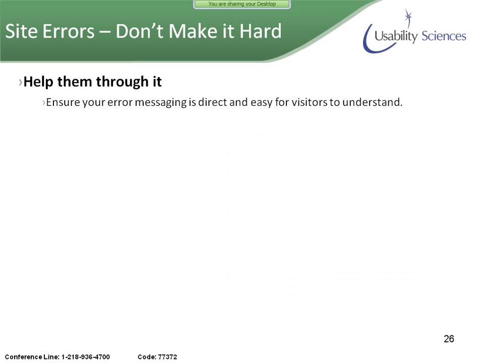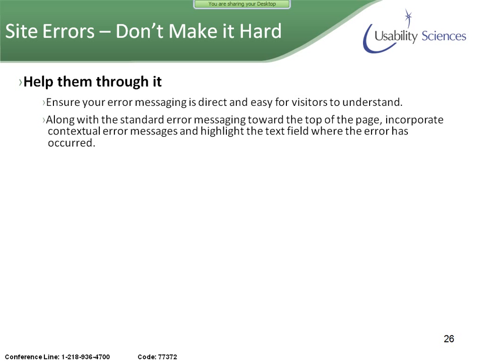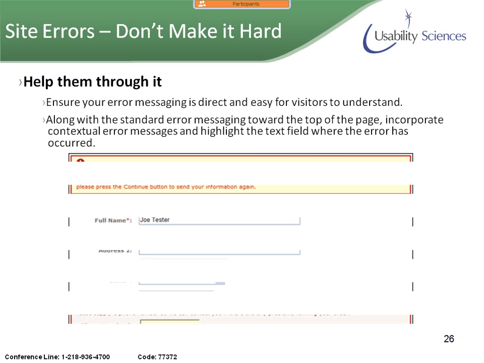One of the ways you can do this is you can ensure that your error messaging is direct and it's easy for your visitors to understand. Use simple language, don't use company or internal jargon. Use words that are simple and easy for them to understand. Also, along with standard error messaging, which is typically towards the top of the page, you also want to incorporate some contextual error messages and highlight the area of the field or the area of the form where the actual information needs to be updated.